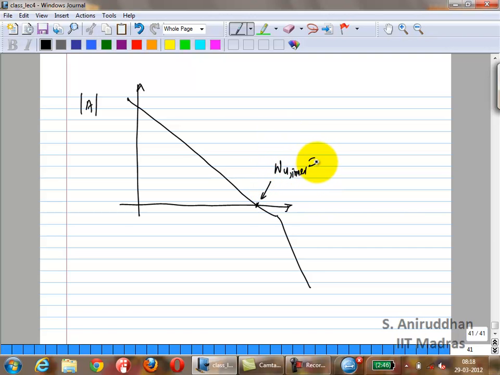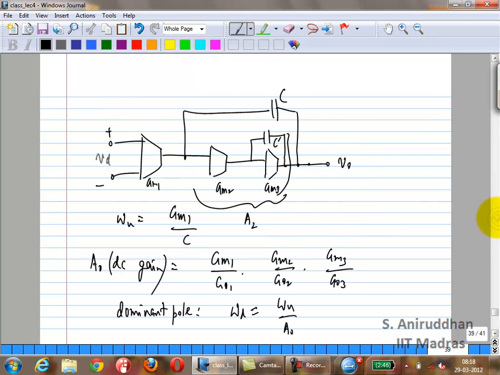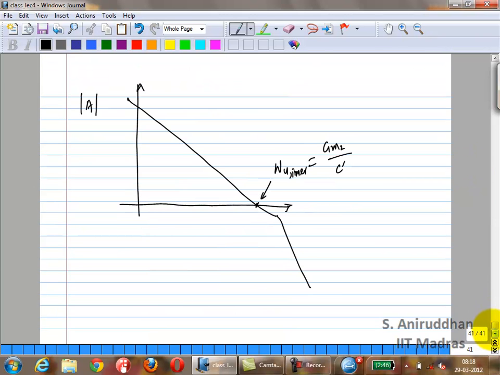I'll call this omega u inner. What is that? This is just GM2 over, actually in this case GM3, right? What did I call it? Oh, GM2. Okay, just wanted to make sure I've got the things right. So it's GM2 over C prime, correct?